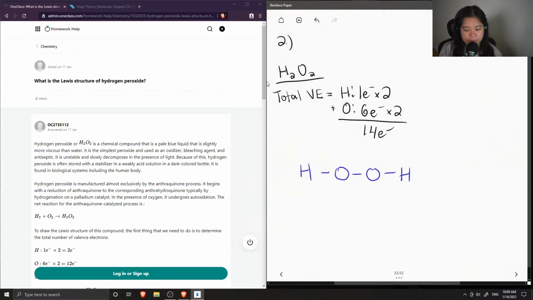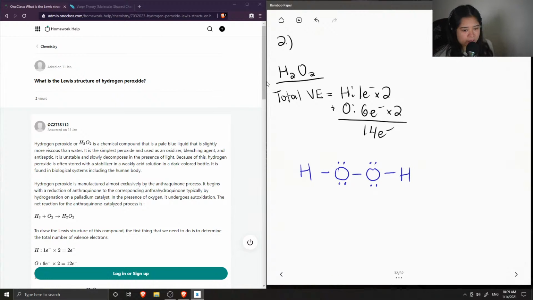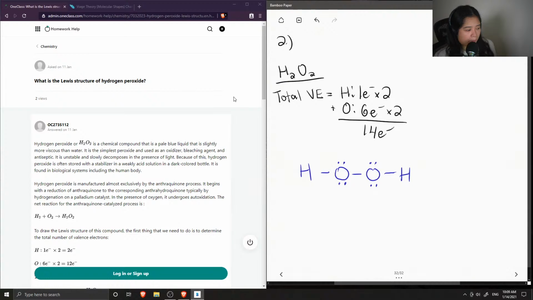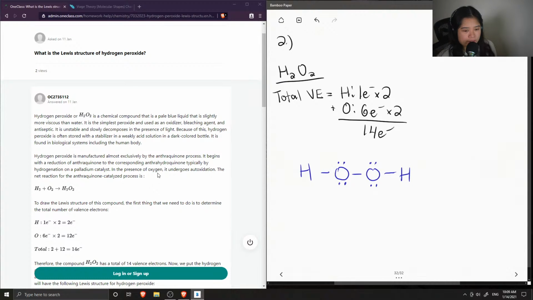So each of my oxygen atoms will have 4 valence electrons. And now I should have 14 valence electrons in my Lewis structure, and I can double check that everything has a full octet. So now let's see what the junior tutor said.